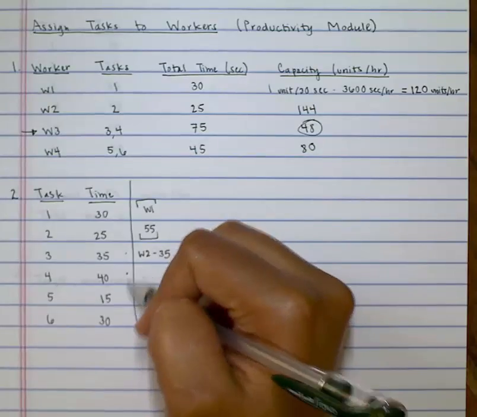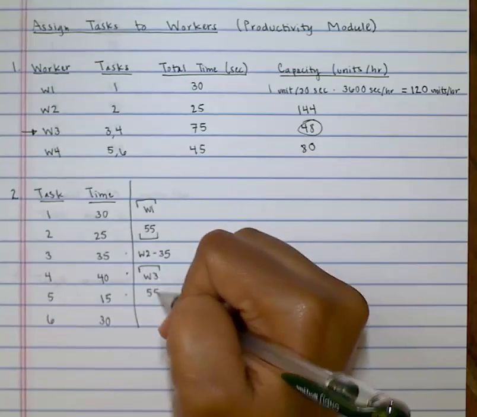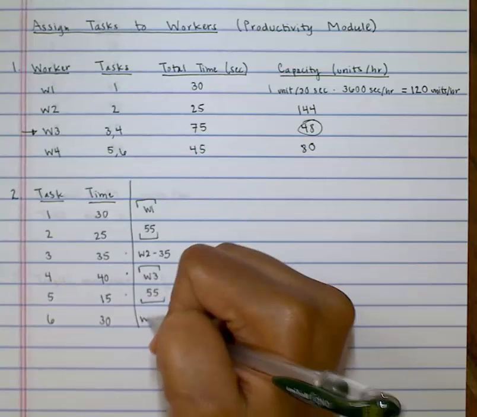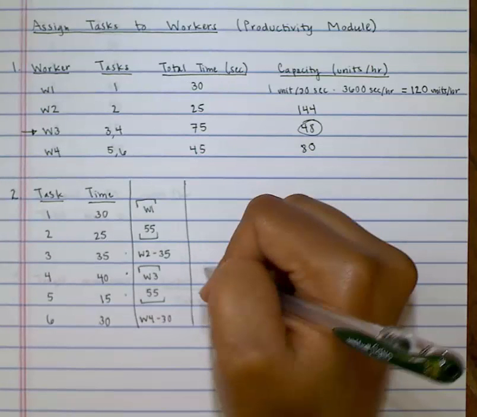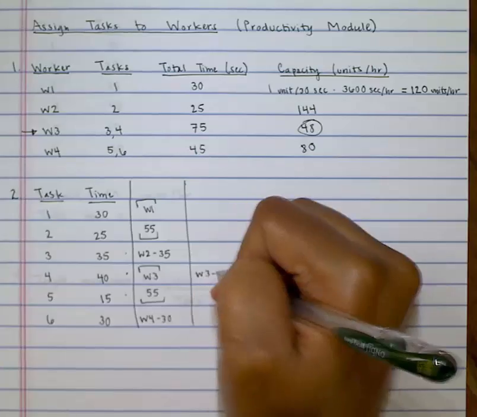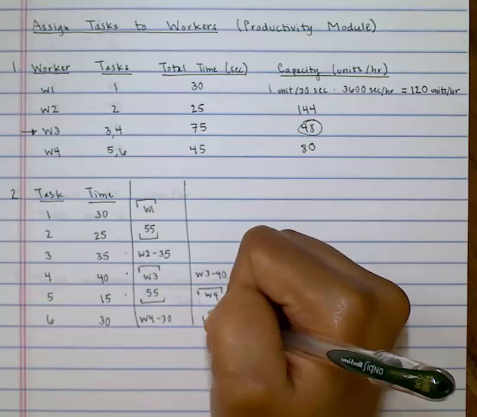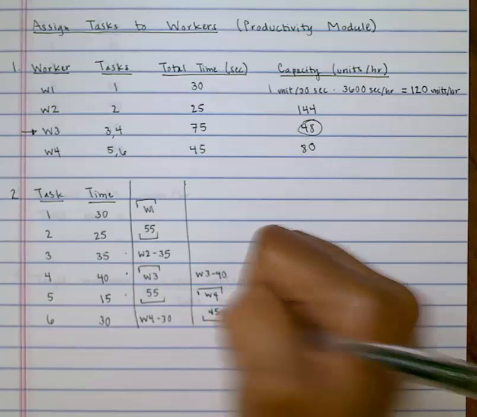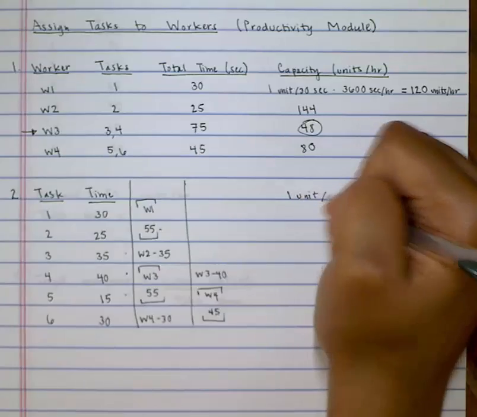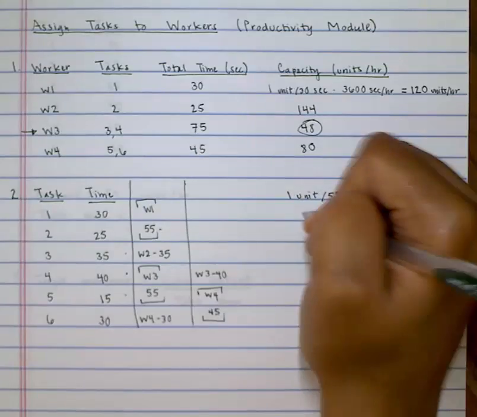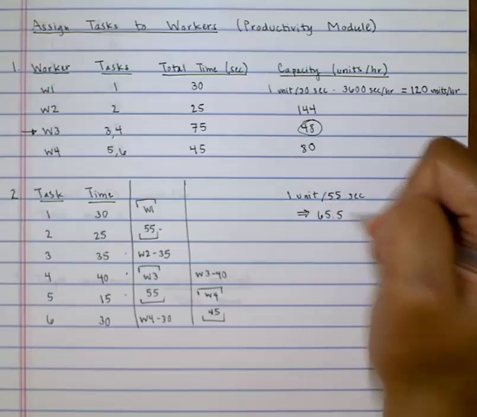Now we can group tasks 4 and 5 together because they sum to 55 seconds. So Worker 3 spends 55 seconds and Worker 4 spends 30 seconds. Alternately, we could assign just Task 4 to Worker 3 and group tasks 5 and 6 together. In both of these cases, the slowest resources would have a capacity of 1 unit per 55 seconds. Thus, the process capacity for these allocations is 1 unit per 55 seconds, or 65.5 units per hour.